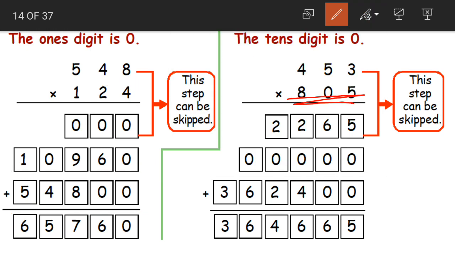Now let us look at this one. 453 into 805. Now the tens digit is 0. Yes, starting from the ones place, 5 3s are 15, 1 carried, 5 5s are 25 plus 1 is 26, 2 carried, 5 4s are 20 plus 2 is 22. Yes children, then we are having 0. Yes, now how do we multiply? It is in the tens place. So new line, again placing 0, 0 3s are 0, 0 5s are 0, 0 4s are 0.